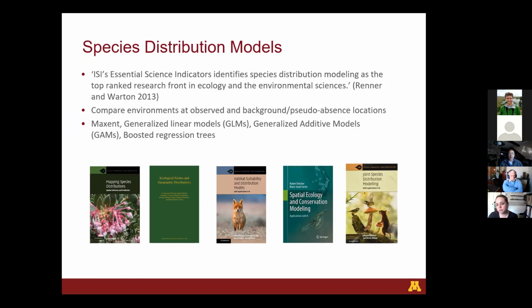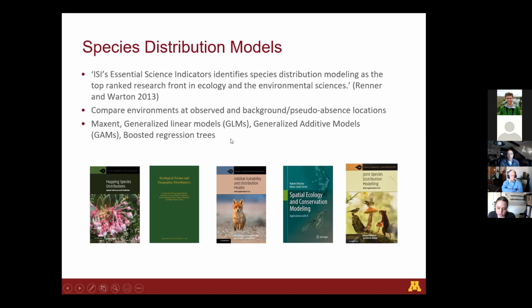There's a whole lot of methods that are applied, and essentially the way they work is we compare the environments at locations where we observe species to a sample of the environment that we generate either randomly or systematically, and we'll refer to those random locations that we may generate as background points or pseudo-absence locations or available locations.